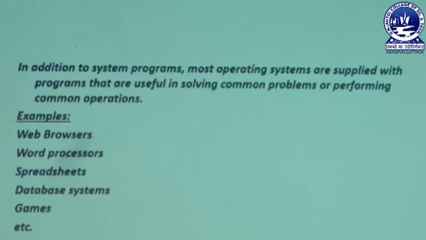So, as I told you, in addition to system programs, most operating systems are supplied with programs that are useful in solving common problems or performing common operations. Examples of those types of programs are your web browser, word processors, spreadsheets, database systems, games, etc. So, first is your web browser.